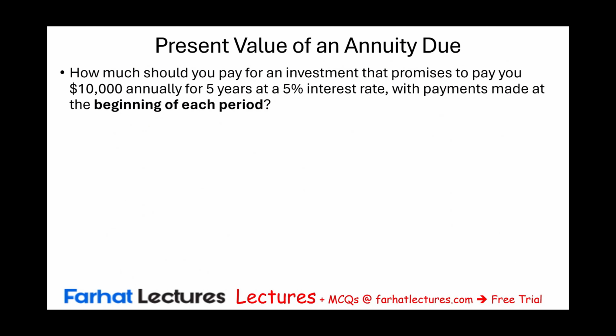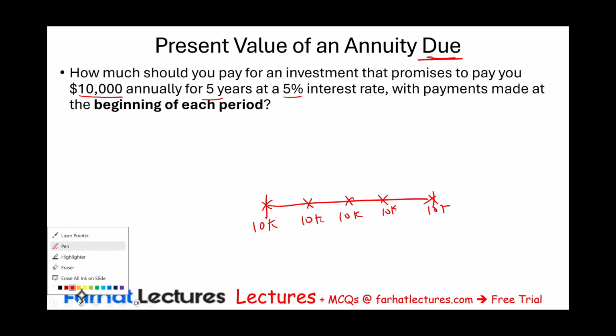So how much would you pay for an investment that promised to pay you $10,000 annually for 5 years at 5% with the payment made at the beginning of the year? Here what we're asking is this. How much will you pay for this investment that's going to pay you $10,000, $10,000, $10,000, $10,000, and $10,000? Notice the first payment that they're going to give you, the $10,000, is today. So you'll get the first payment today.